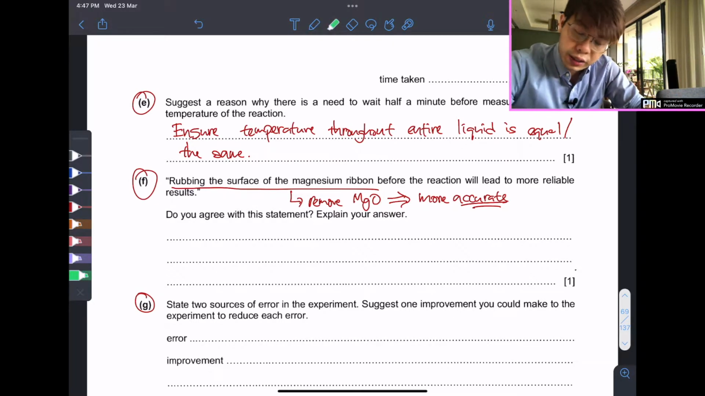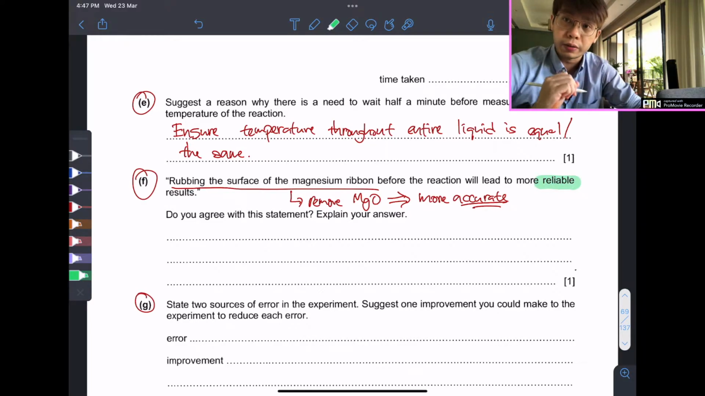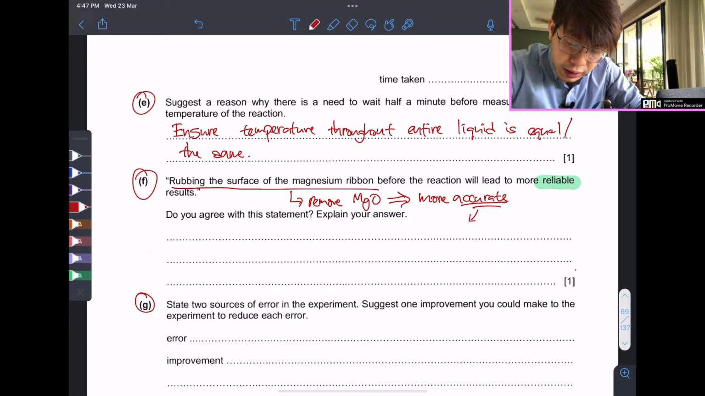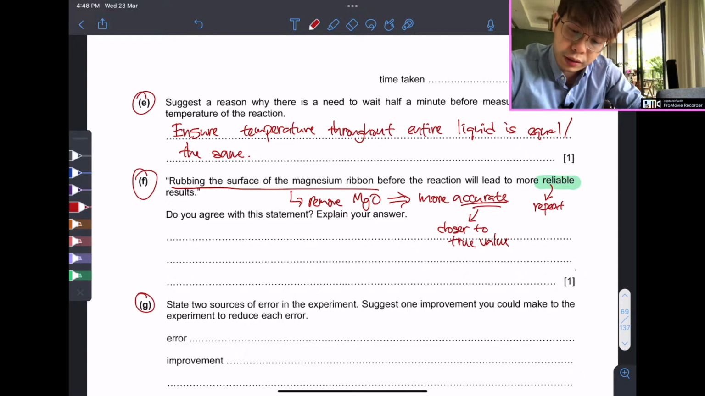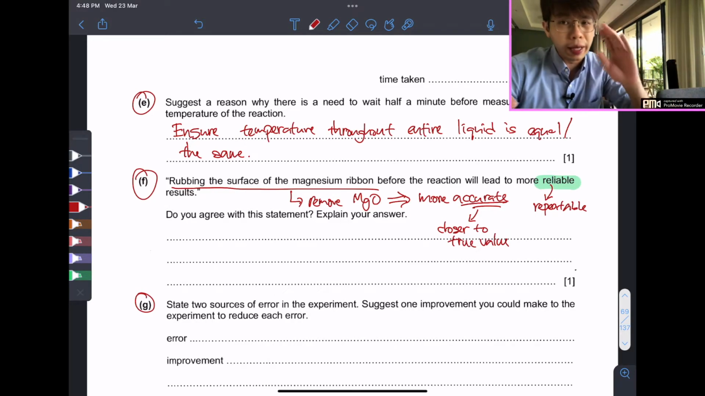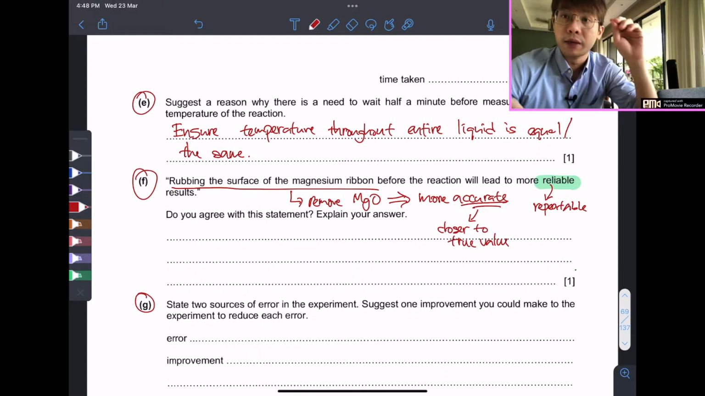However, this question is asking you whether you get more reliable results. So we need to think what is the difference between accuracy as well as reliability. Accuracy is about being closer to the true value. Is it closer to the correct answer? Reliability is whether, every time I repeat, is it repeatable? Can I keep getting the same results all the time? That means if after I rub this one, then I run it at the exact same temperature, will I get the exact same results?